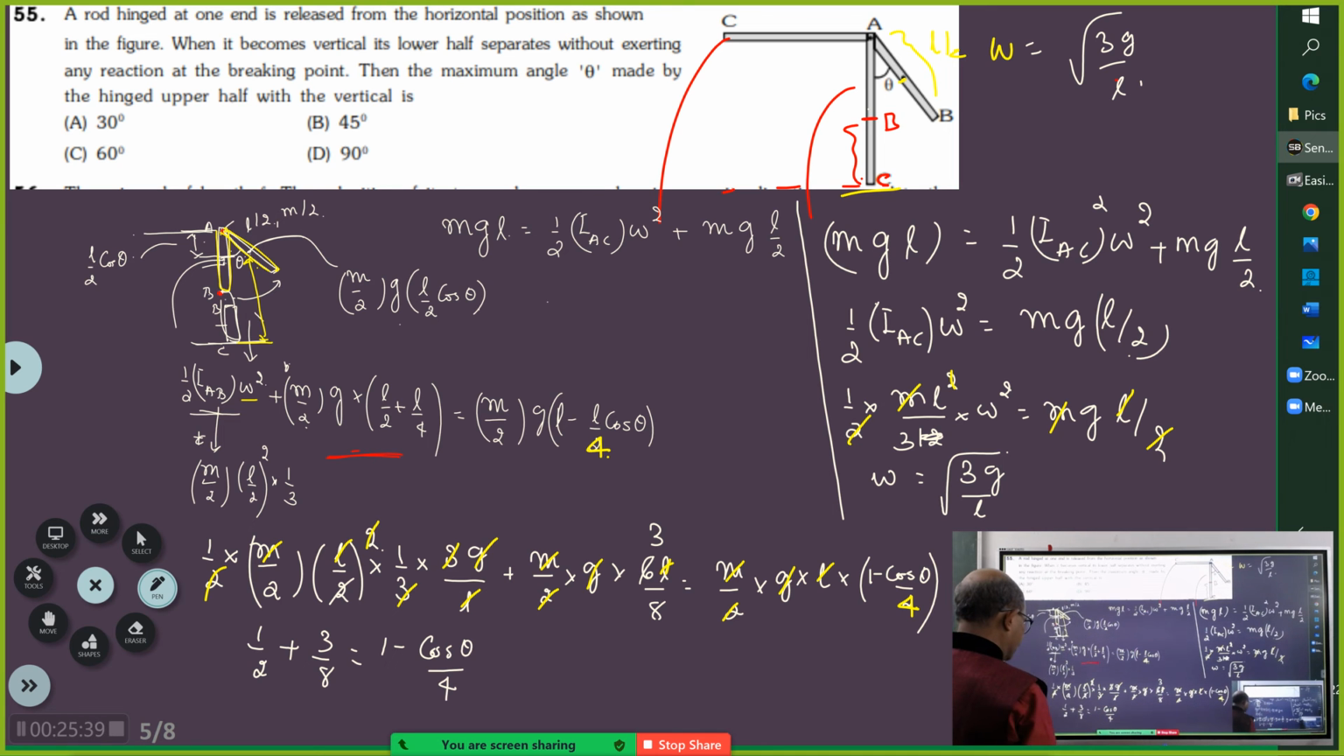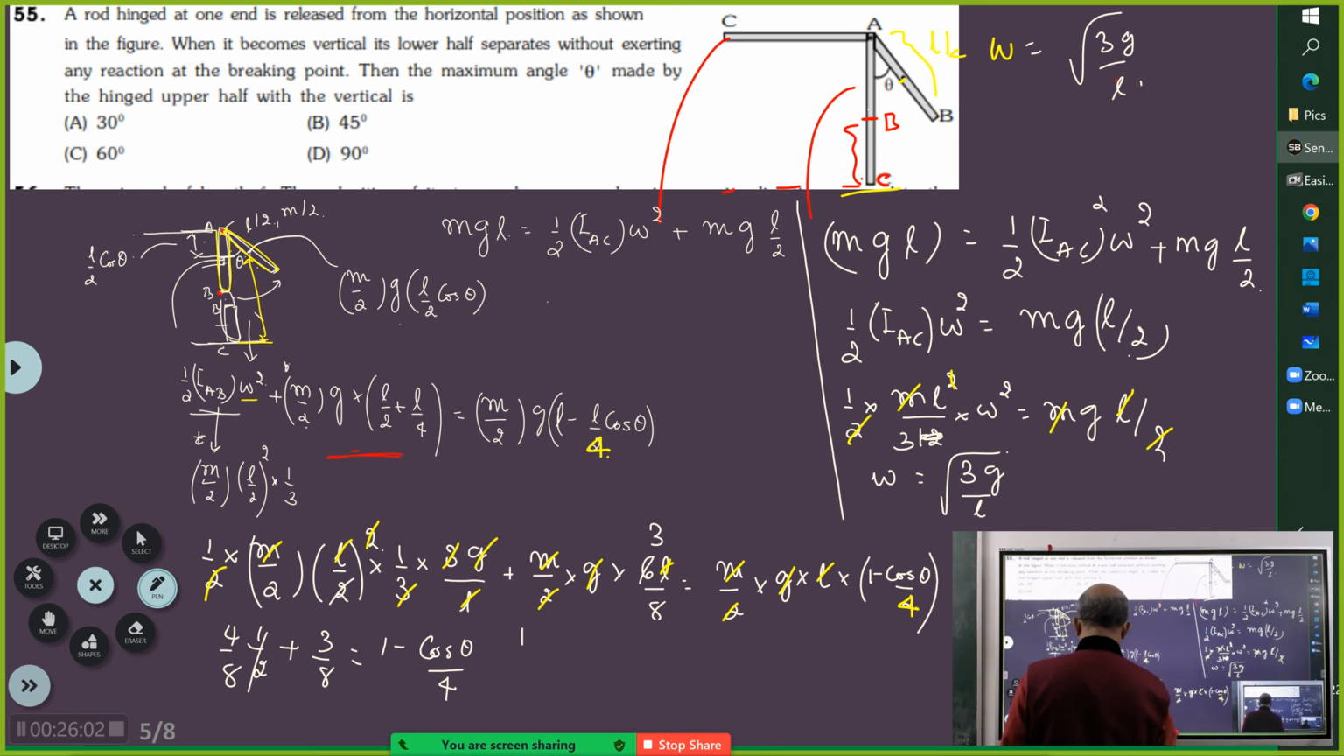Okay, correct? Yes. So I will multiply and divide by 4 here. So I will multiply this by 4 and divide by 4. So I get here 4 by 8. Okay. So this side it will become 4 by 8. So 4 by 8 plus 3 by 8 will be 7 by 8. And I have to just transfer this side. That's equal to 1 minus cos theta by 4.